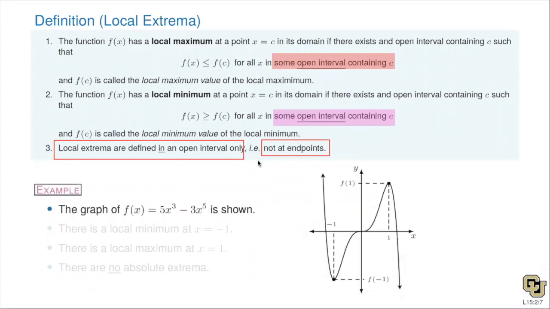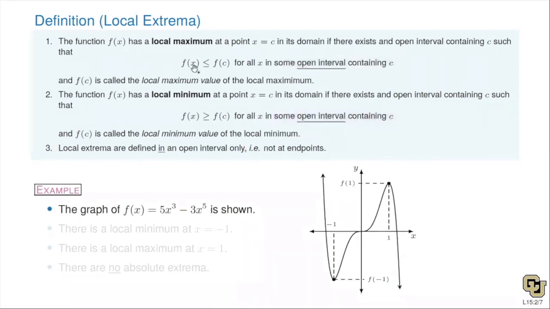So here I have the graph of 5x cubed minus 3x to the fifth. This graph has no absolute extrema. On one end, you see the graph goes to plus infinity. On the other end, you see it goes to negative infinity. So as far as the range goes, there is no largest value and no smallest value. However, this function does have local high points.